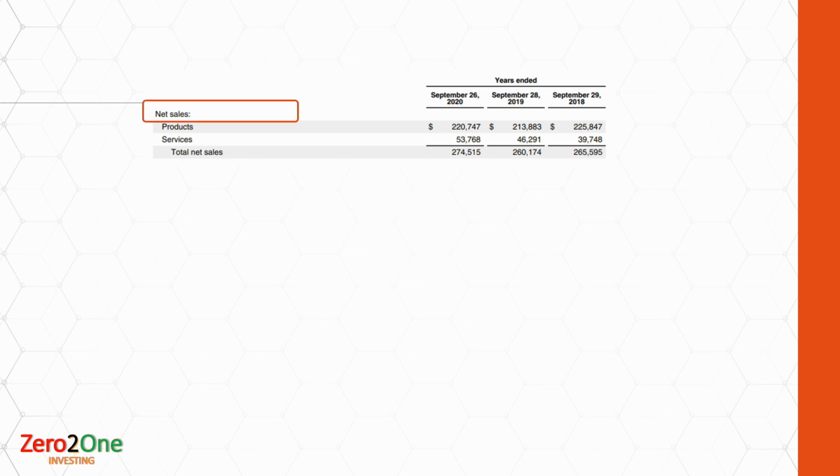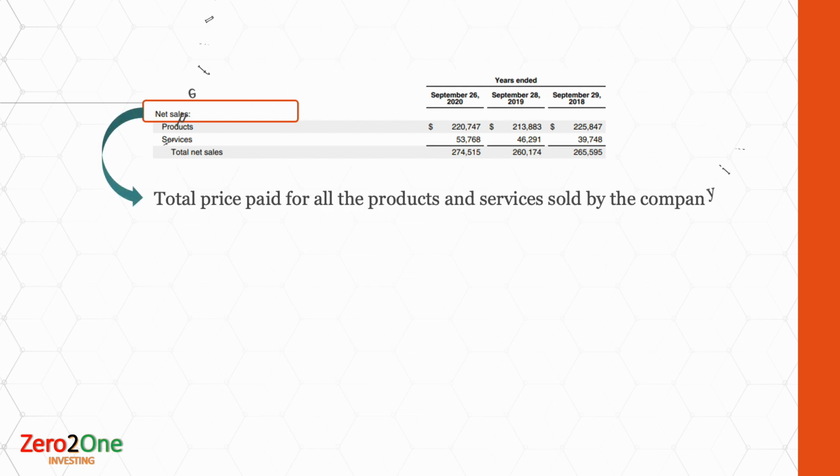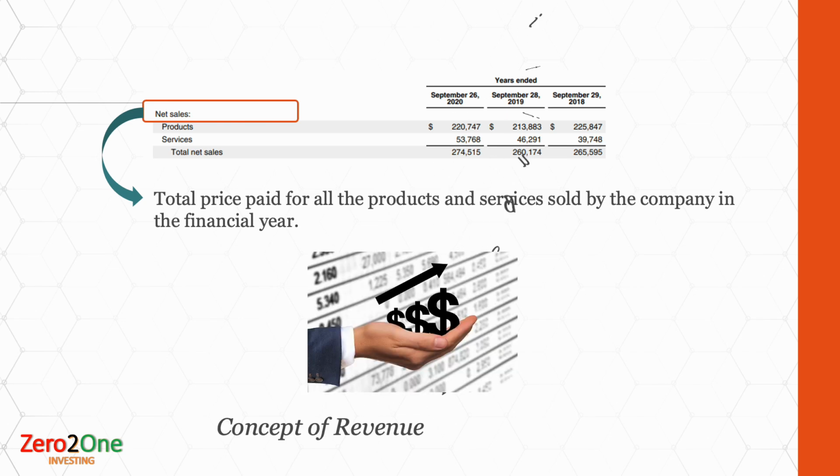So the first element to look into is the net sales. This is also known as the total revenues of the company. This is basically the total price which has been paid for all the products and the services which are sold by the company in any financial year. And we do need to understand that revenue recognition is an important concept here and will need a video for itself. But for now, it's important to know that the revenue is and should be recognized by a company only after the products or the services being sold have been shipped or delivered to the customers.